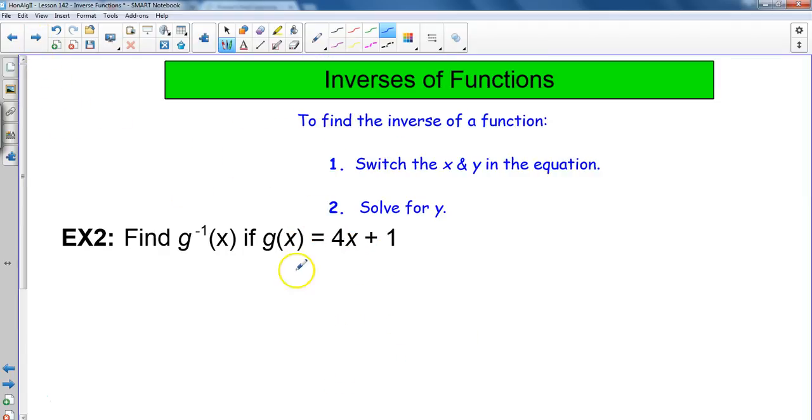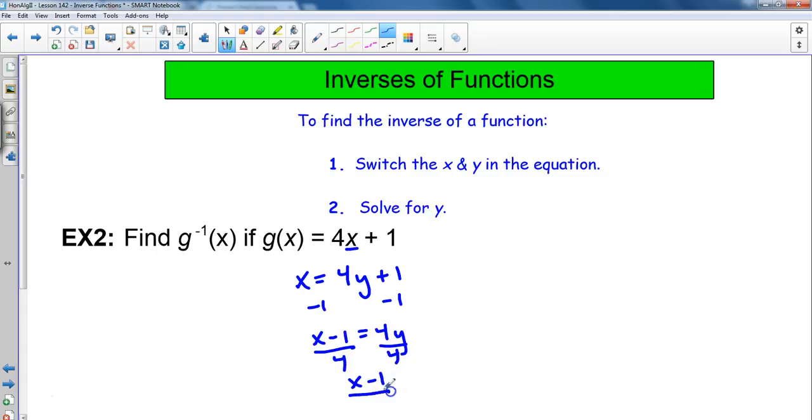Second example, pretty similar here. Got a different function, g of x. And we want to find the inverse of g, or g inverse of x. So again, we're going to switch the x and the y so that I have x equals 4y plus 1. Don't change anything else about the equation. And then to go through and solve, again, we got to undo what's being done to y. So I need to subtract 1 from both sides. I get x minus 1 equals 4y. And then divide by 4.